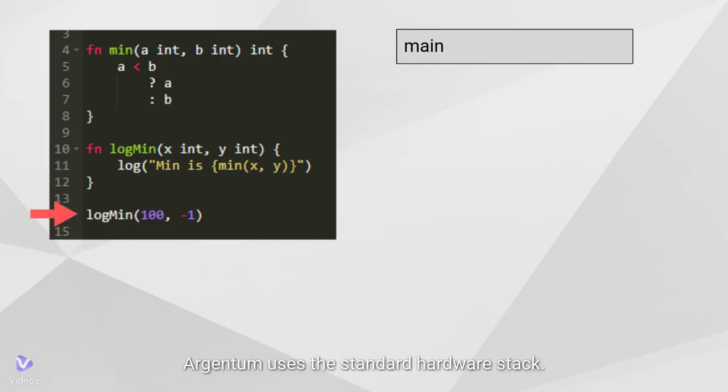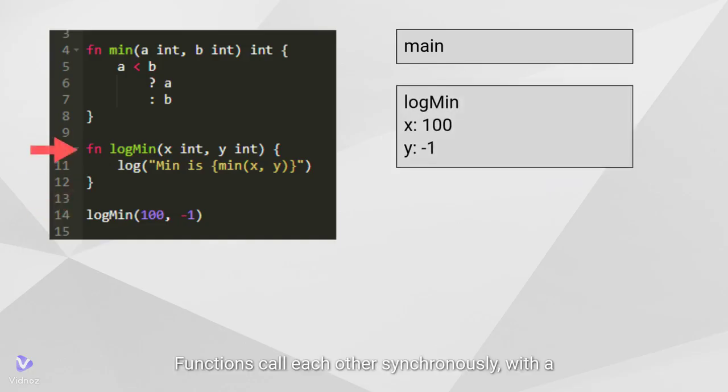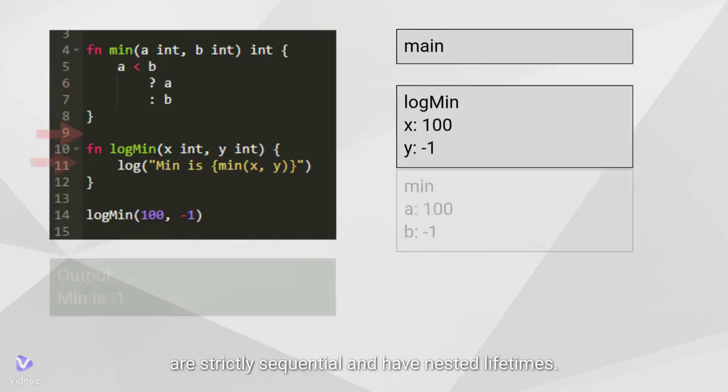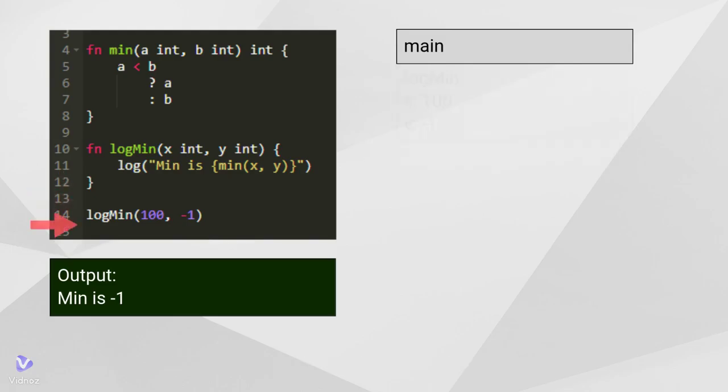Argentum uses the standard hardware stack. Functions call each other synchronously, with a single entry and exit point, so stack frames are strictly sequential and have nested lifetimes. Thus all locals are guaranteed to be disposed at function call's termination.